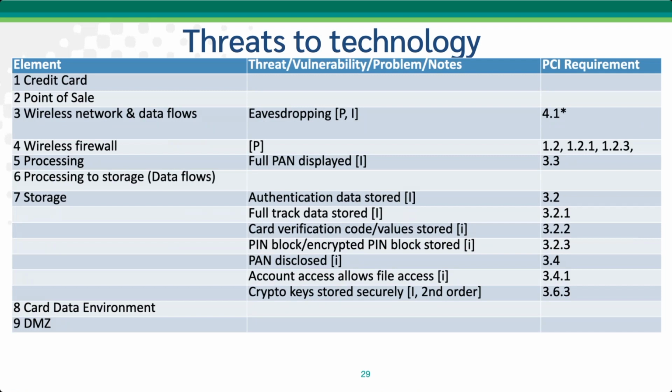Interestingly, and I said I didn't go through the entire standard, but there's no threats to the credit card itself. The thing in my wallet is, to my understanding, not treated in PCI. It's all about line 7, the storage. Is the authentication data stored? Is the full track data stored?